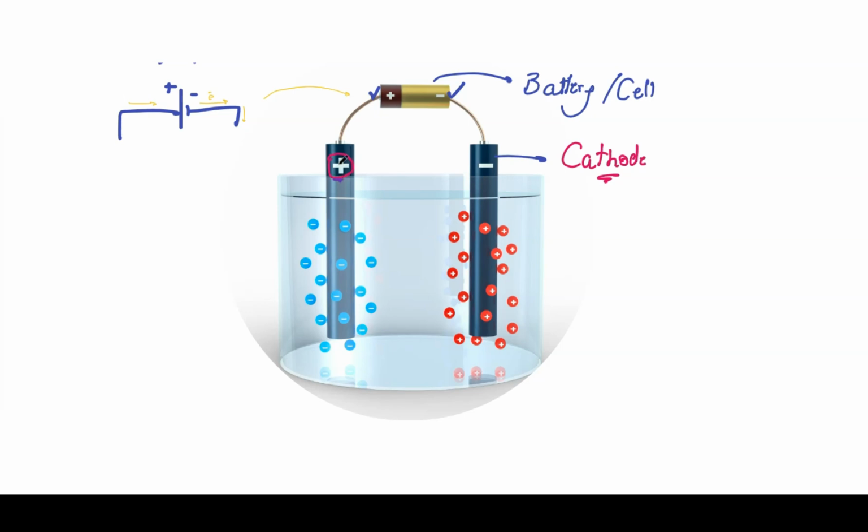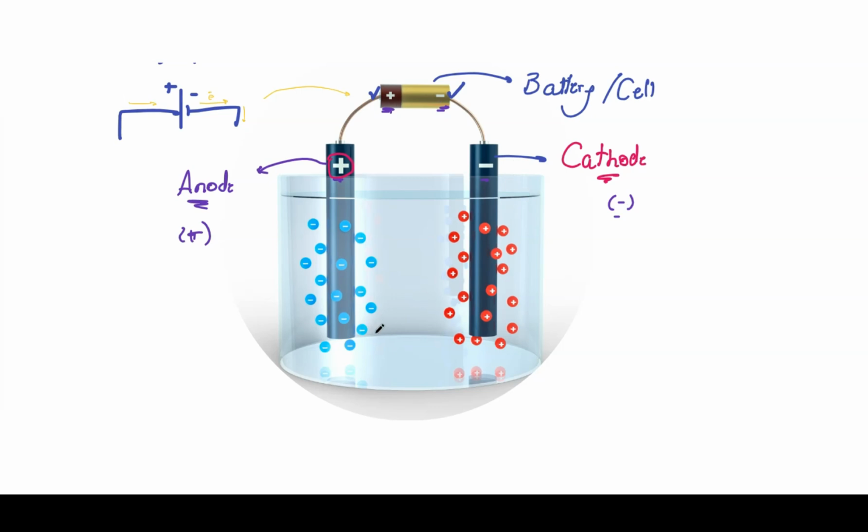And why is it positive here? Because it's connected to the positive pole of the battery. And why is it negative here? Because it's connected to the negative pole of the battery. So the positive terminal we call anode. The anode usually represents the positive terminal, and the cathode represents the negative terminal. Why is it positive? Connected to the positive. Why is it negative? Because it's connected to the negative pole of the battery.